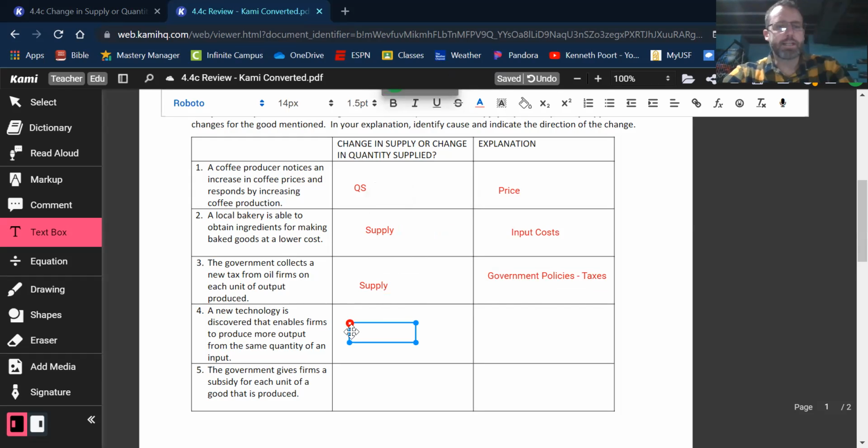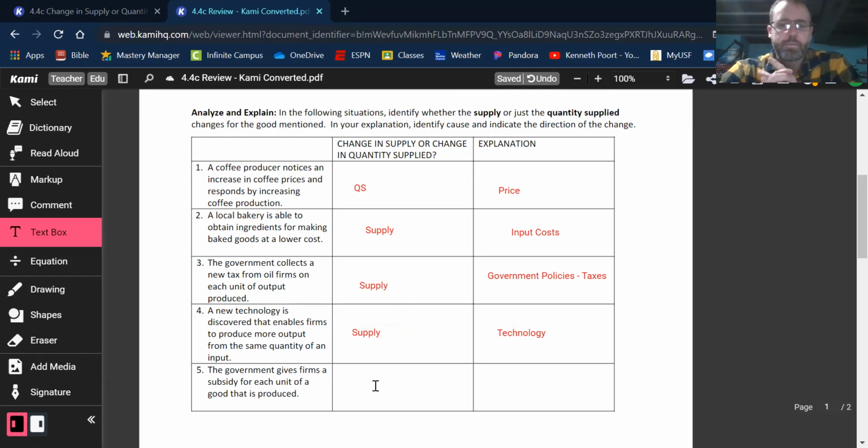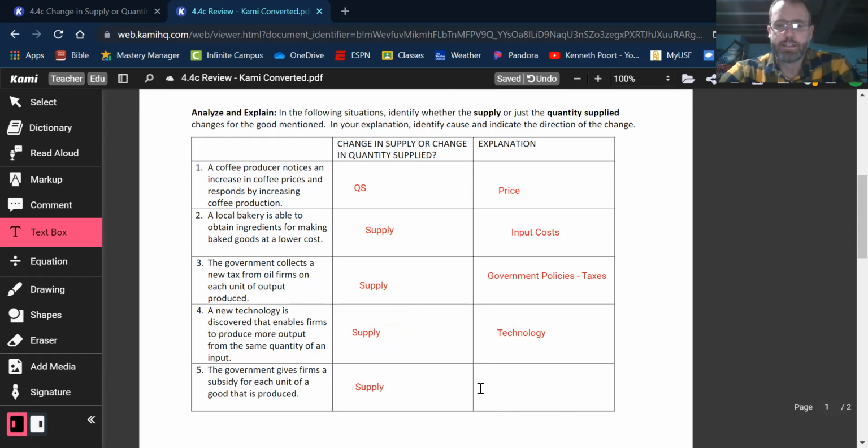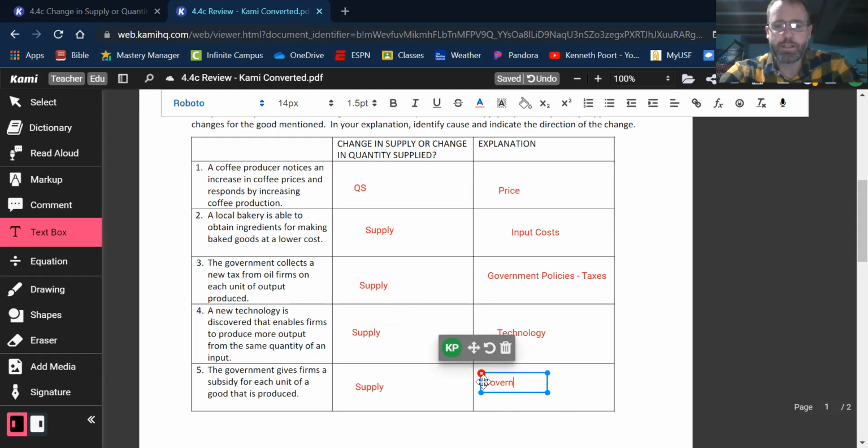Number four, a new technology is discovered that enables firms to produce more output from the same quantity of input. So nothing to do with price, that's a change in overall supply due to a change in technology. Number five, the government gives firms a subsidy for each unit of the good that's produced. So it's again a change in overall supply, nothing with price. So we know it's not quantity supplied, it's just a change in supply. Answer here is going to be government policies again.